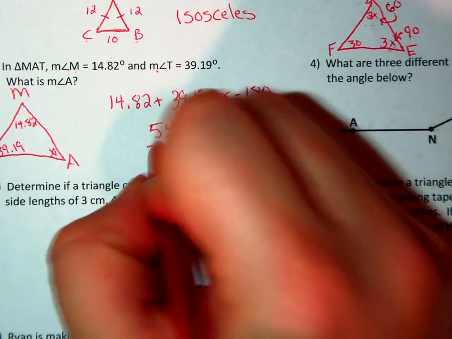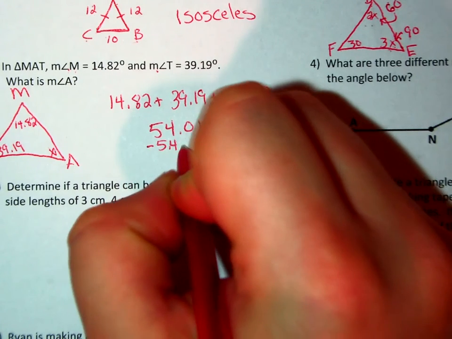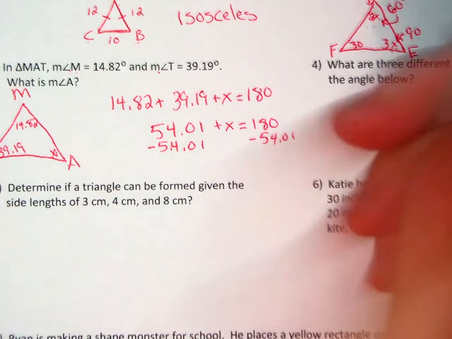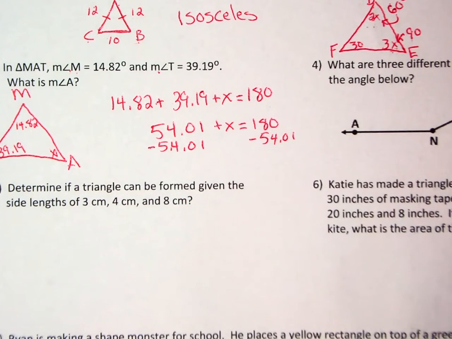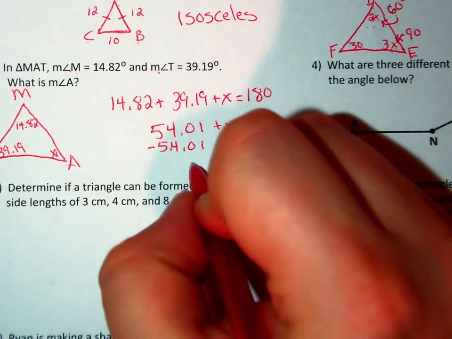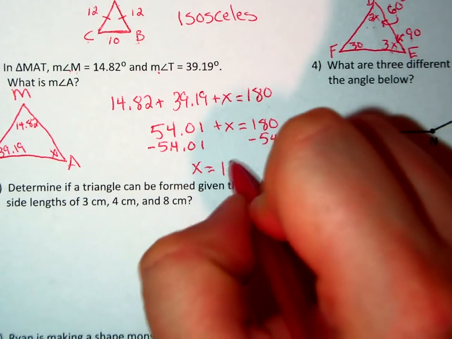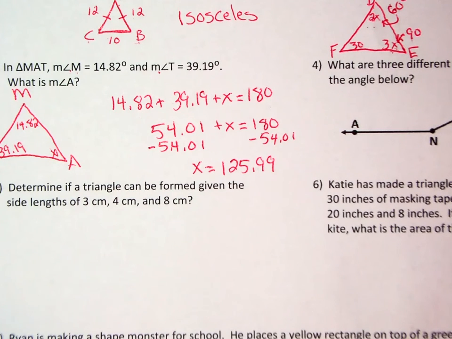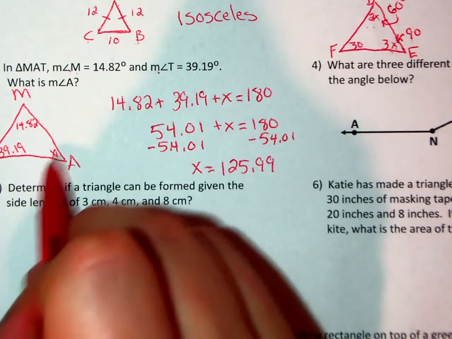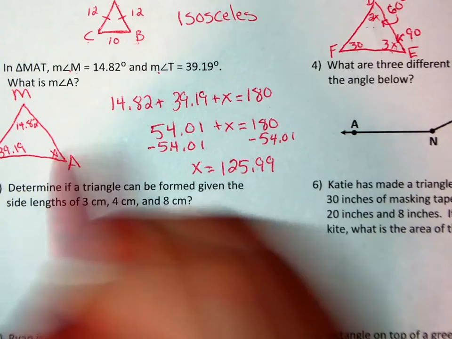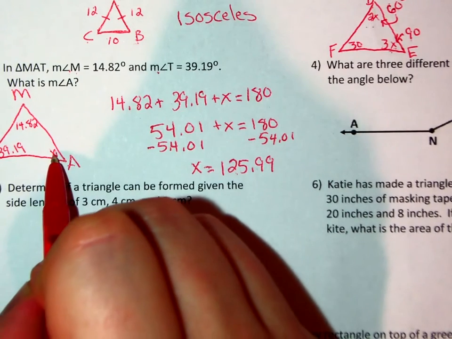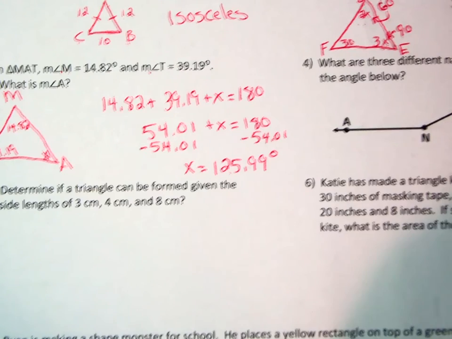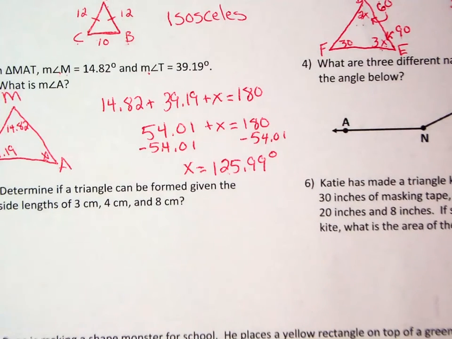Now I subtract 54.01 from both sides. And we determine that x is equal to 125.99. Since the value of my missing angle is just x, I plug 125.99 into that x, and the measure for my missing angle is 125.99 degrees.